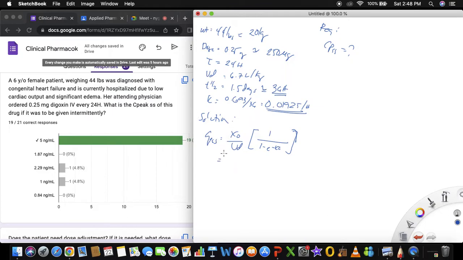So dose is 250 micrograms over VD, hindi ko pa nagawa ang VD, times 20 kilograms. 6.7 times 20, 134 liters. So 134 liters times 1 over 1 minus e negative 0.01925 times 24. Okay. 250 divided by 134, you get 1.8657.